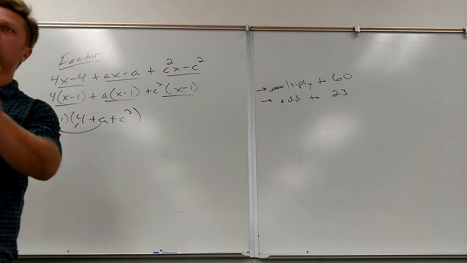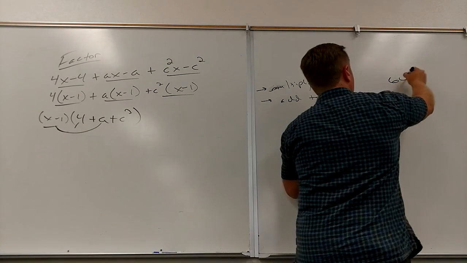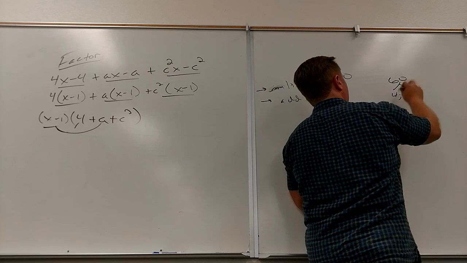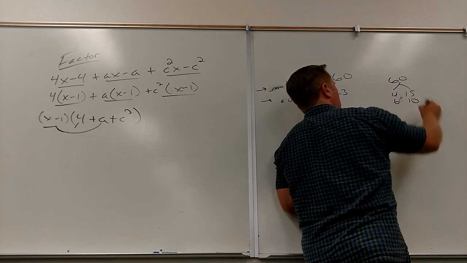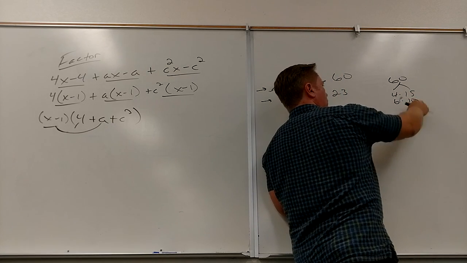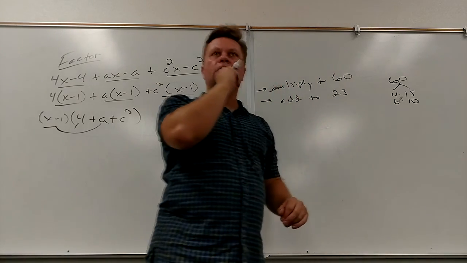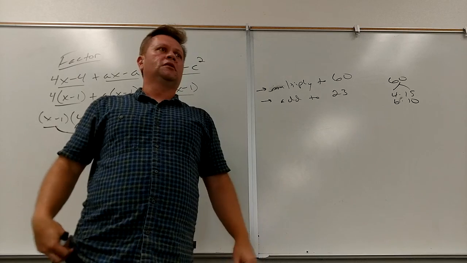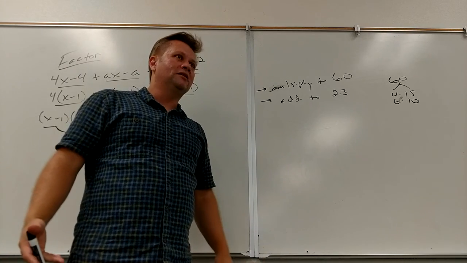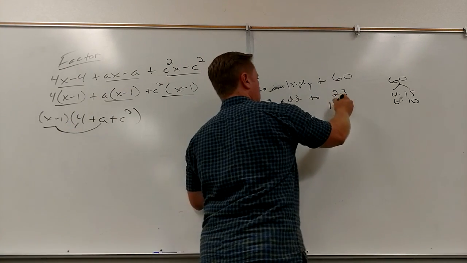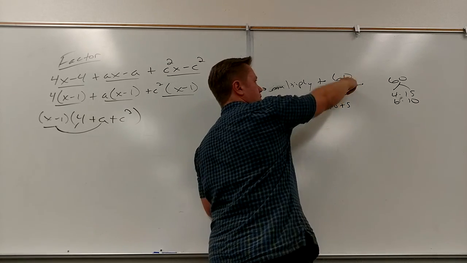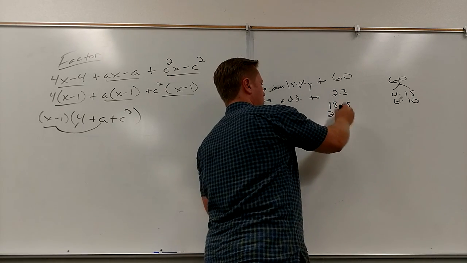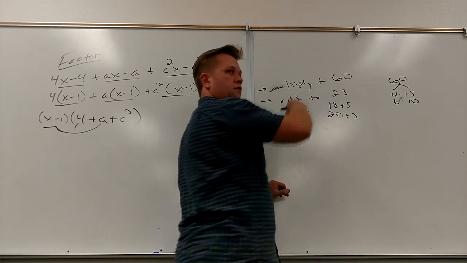So one way you could do this is to take 60 and go, okay, that's 4 times 15. Okay, that's 6 times 10. That don't add to 23. You just keep going, right? Another way you could do this is, what adds to be 23? 20 and 3. And so you can make a list of 18 plus 5 is 23, but that doesn't multiply to be 60. 20 and 3 is 23. 20 times 3 is 60.